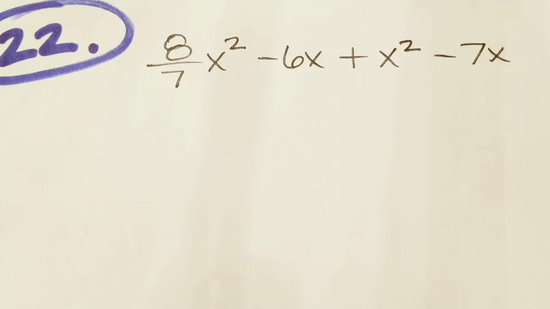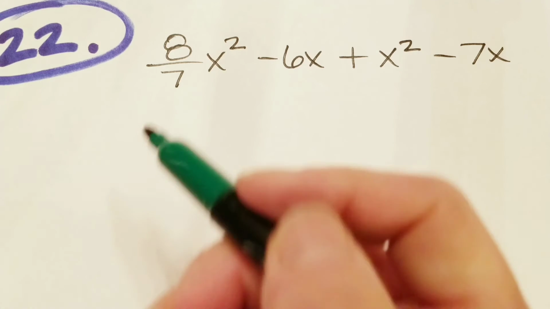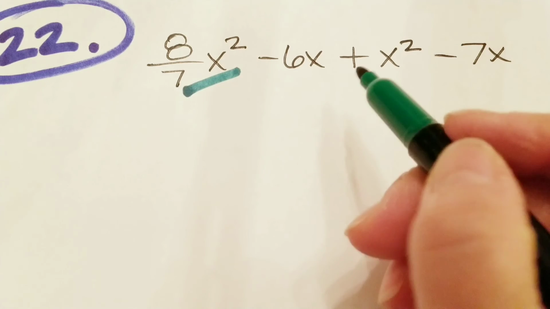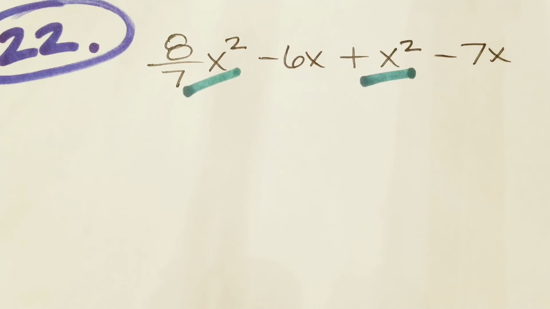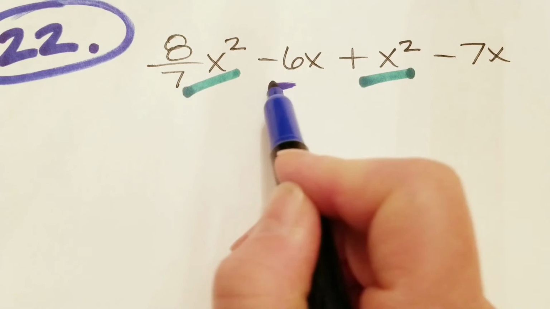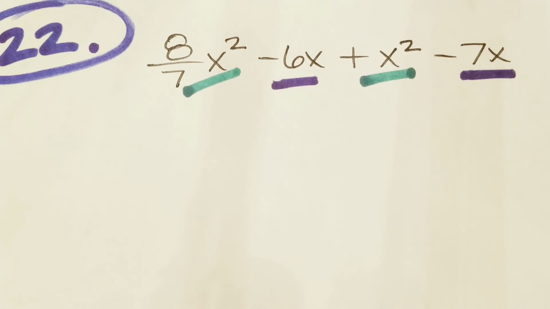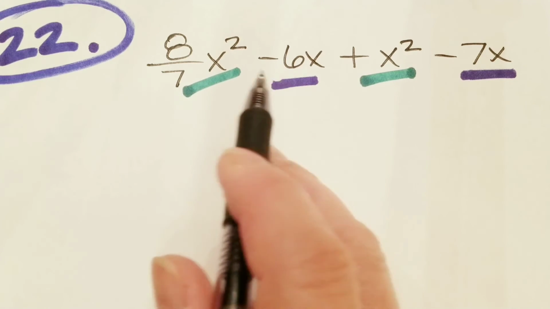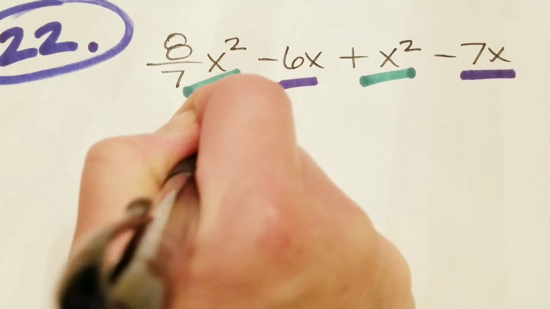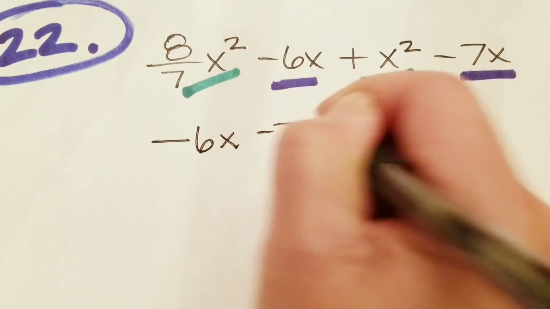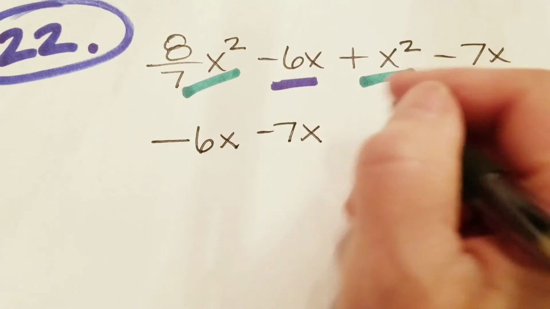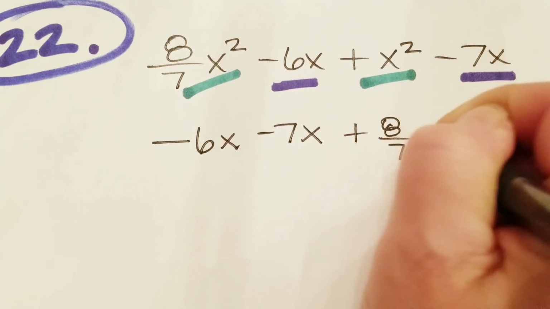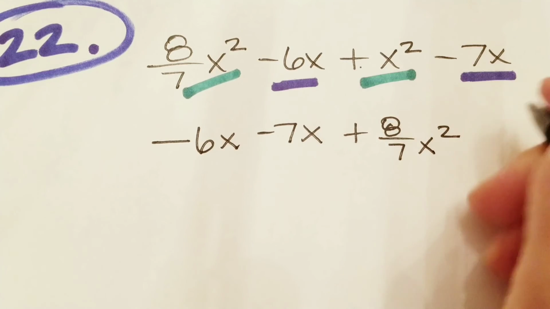For number 22, we have 8/7 x squared minus 6x plus x squared minus 7x. I went ahead and underlined the like terms, and then we also have these like terms right here. Okay, we're going to group our like terms together. So again, we want to go in chronological order, so we'd start with the x first and then the x squared. So we have negative 6x minus 7x, and then we also have a positive 8/7 x squared plus x squared.